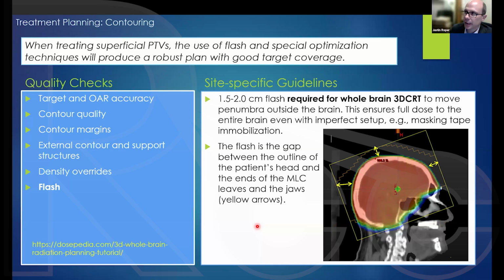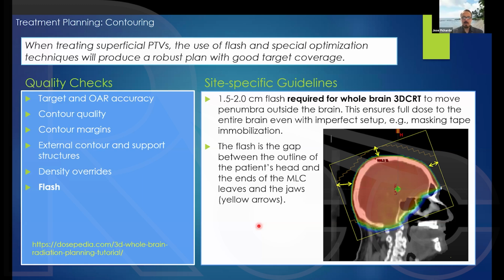Thank you, Dr. Lee. That was very good. And there's a follow-up question that really is an extension of that explanation: do we need to use flash for whole brain VMAT? I think this may be in the context of hippocampal avoidance.